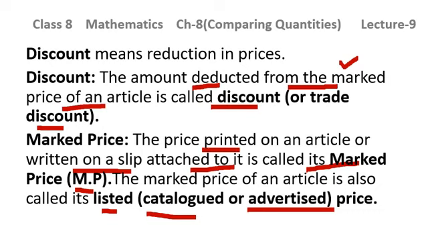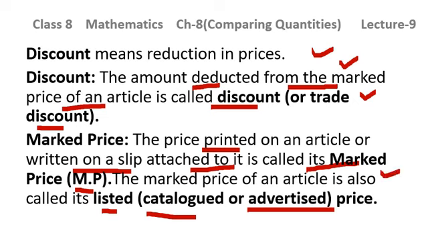So the price printed on an article or written on a slip attached to it is called its marked price. The marked price of an article is also called its listed, catalogued or advertised price. So discount means reduction in prices. The amount deducted from the marked price of an article is called discount or trade discount.